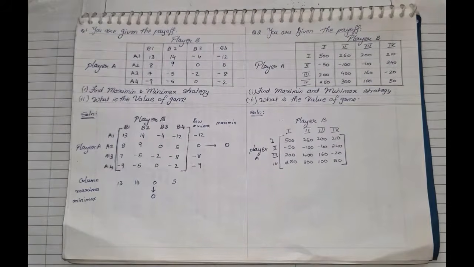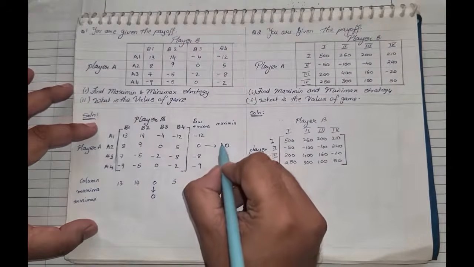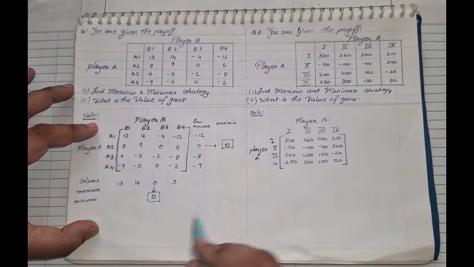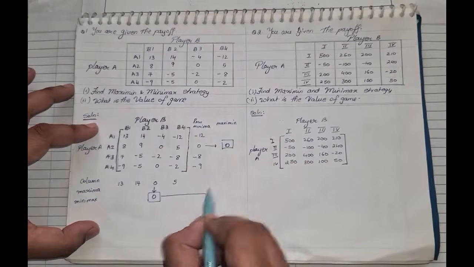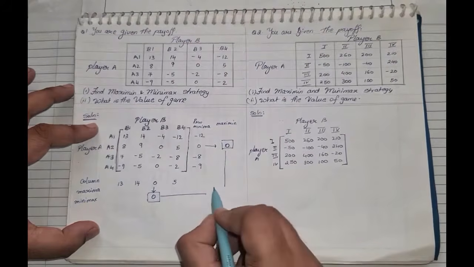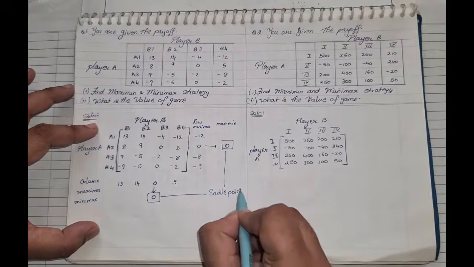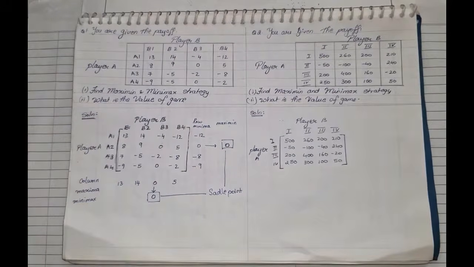So first we did row minima, then column maxima, then we found the maximin, and then we found the minimax. Now whatever values you have found, you have to look at this carefully. We found 0 and 0. This has to always be equal. The maximin and minimax have to be equal. The point where both of them are equal is known as the saddle point. That will be called a saddle point.